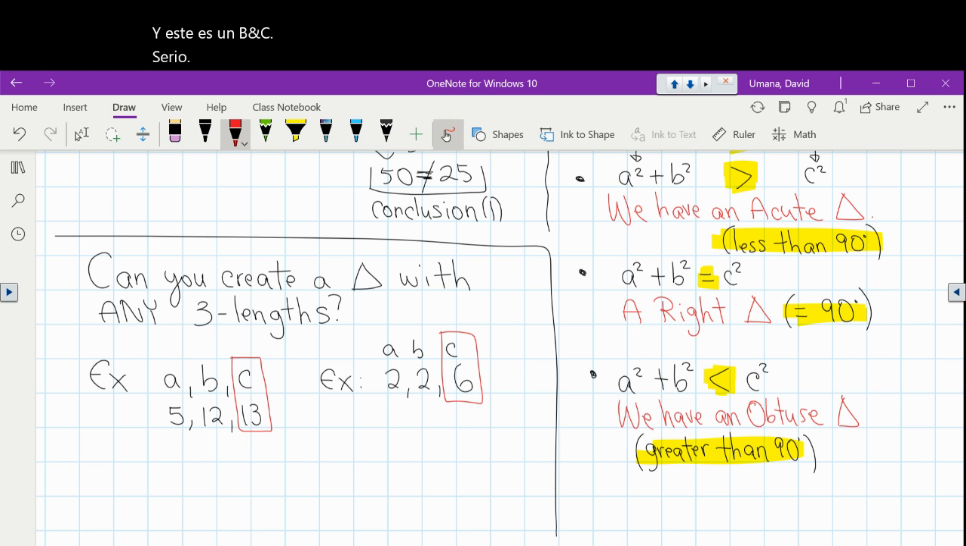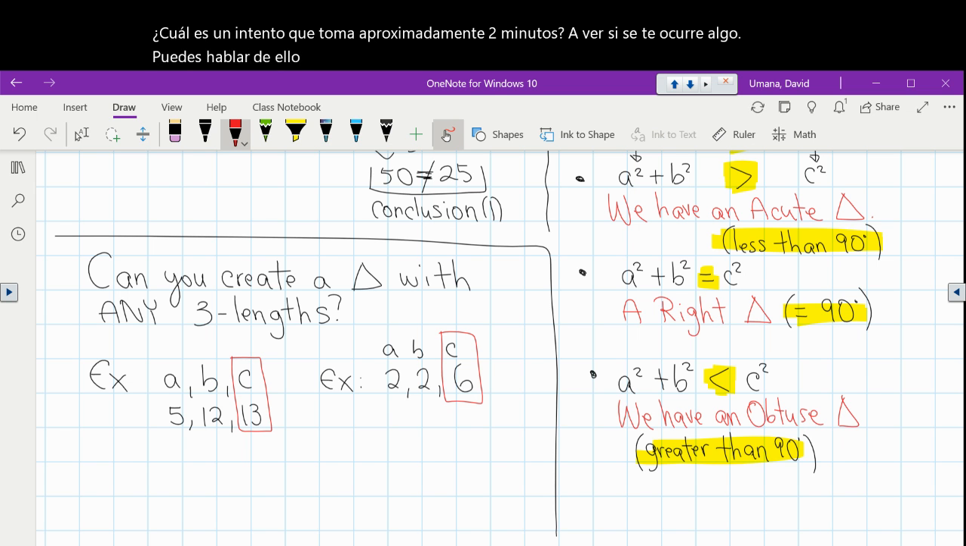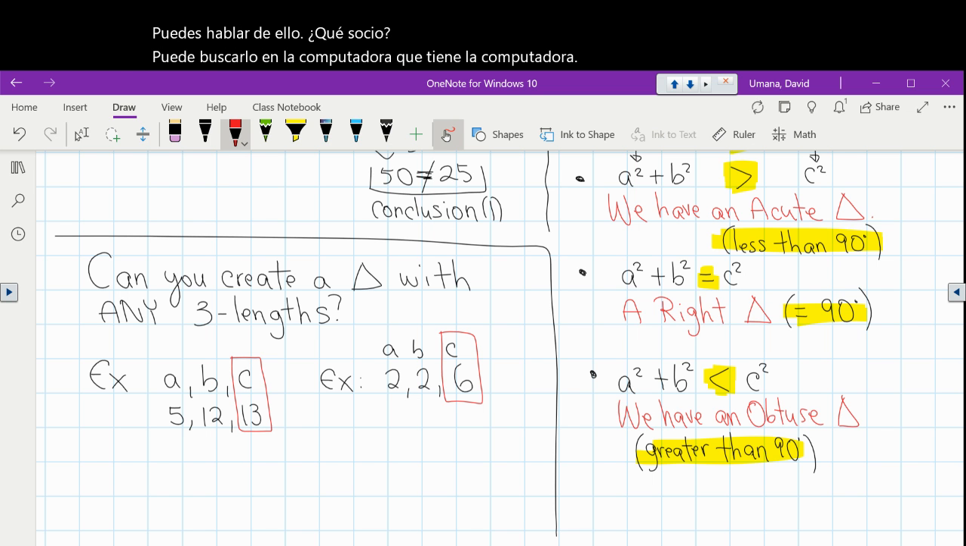Which of those 2 is a triangle? Both of them? One of them? None of them? Which one is a triangle? Take about 2 minutes. See if you can come up with something. You can look it up on your phone. You can talk about it with your partner. You can look it up on the computer, those of you who have the computer. Which one of those is a triangle? And you can ask on your phone, or you can type it on your computer, whichever one is easier for you.